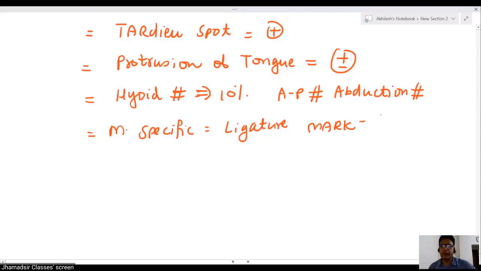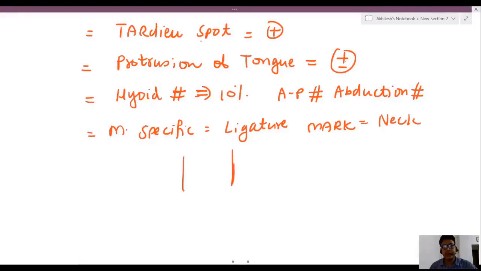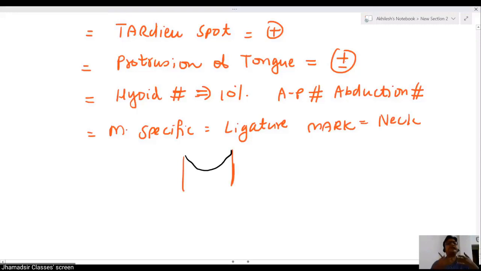Now, sir, the most specific finding of hanging we have to see is the ligature mark on the neck. See, this is your neck. Whatever you are using, a dupatta or whatever it is, generally the ligature mark is V shape, like this. It goes up, so this mark is above the thyroid.